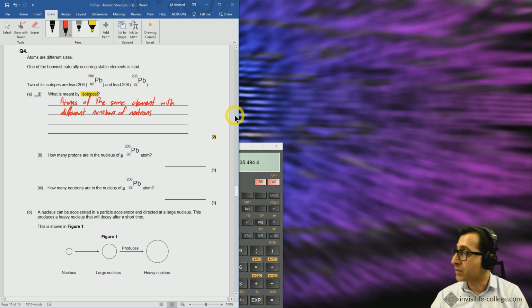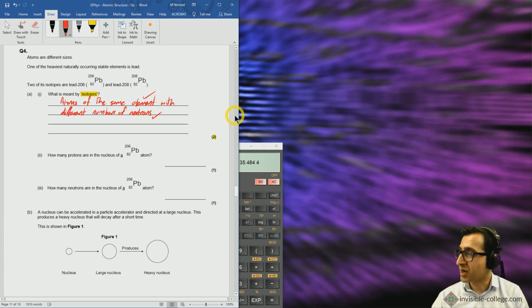So if you would have written down atoms of the same element, that would get you the first mark. Different numbers of neutrons, that would get you the second mark. You could also say, instead of atoms of the same element, because atoms of the same element have the same atomic number, atoms with the same atomic number or the same number of protons. But in either case, that would get you the 2 marks.